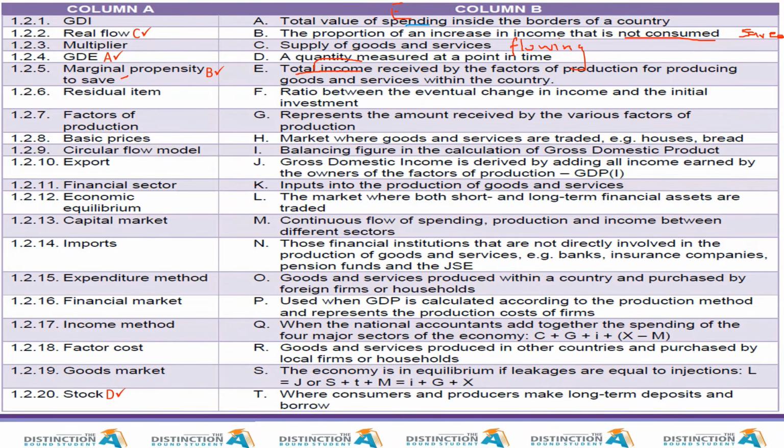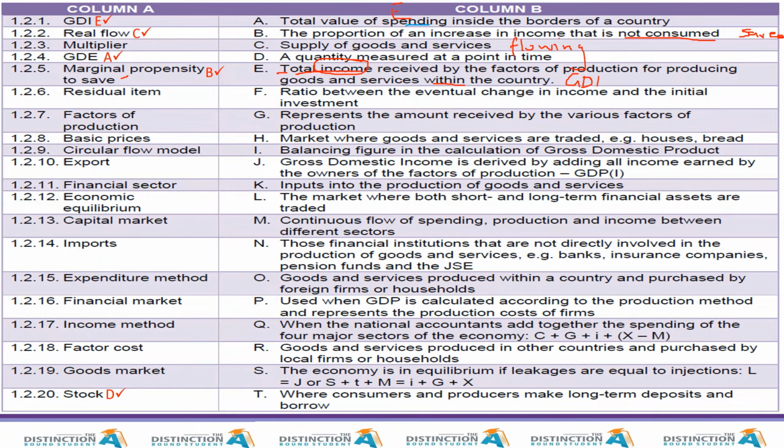Right, the next one, total income received by the factors of production for producing goods and services within the country. Total income. The key is the word income, received by the factors of production. And then we also have goods within. Okay, this word also suggests something, domestic. And this word total suggests what? Gross. So the answer will be GDI.